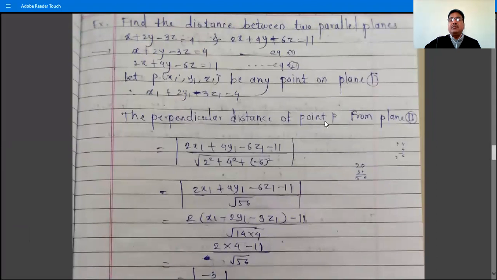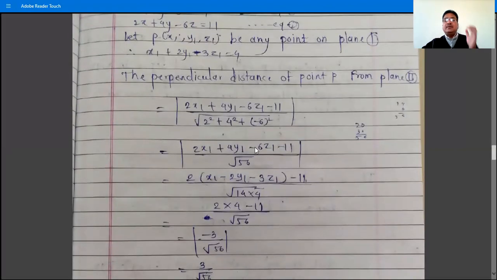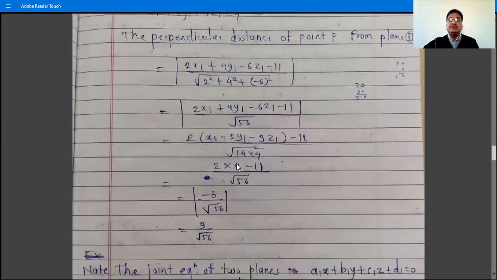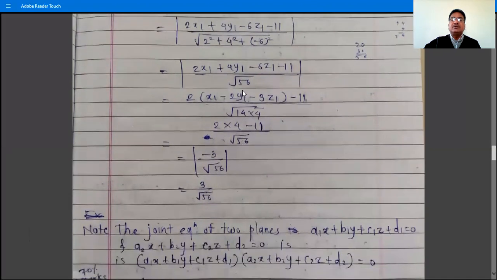That is, the coordinates of P are x1, y1, z1, and its distance from the plane number 2 is the modulus of 2x1 plus 4y1 minus 6z1 minus 11, divided by the root of the coefficient of x, which is 2, its square, plus the coefficient of y, which is 4, its square, plus the coefficient of z, which is minus 6, its square. So we have 2x1 plus 4y1 minus 6z1 minus 11 divided by root 56. Take 2 as common from the first three terms. So we have, in bracket, x1 plus 2y1 minus 3z1, minus 11, divided by this root 56. Root 56 is root 14 into 4.